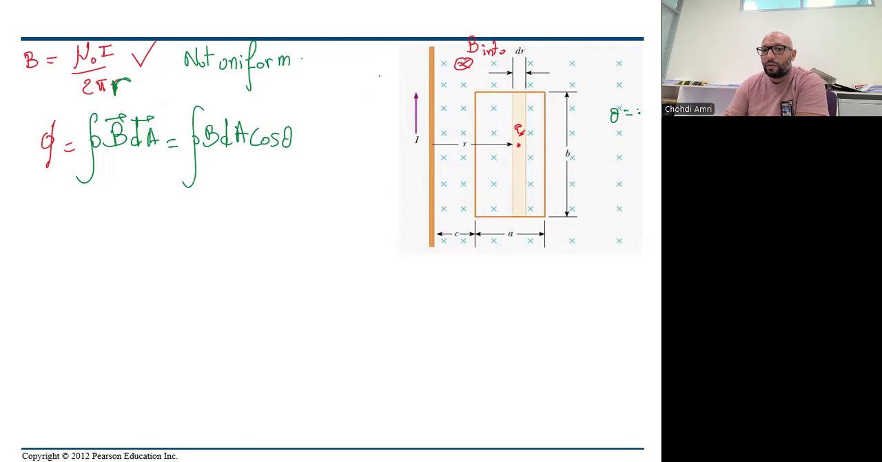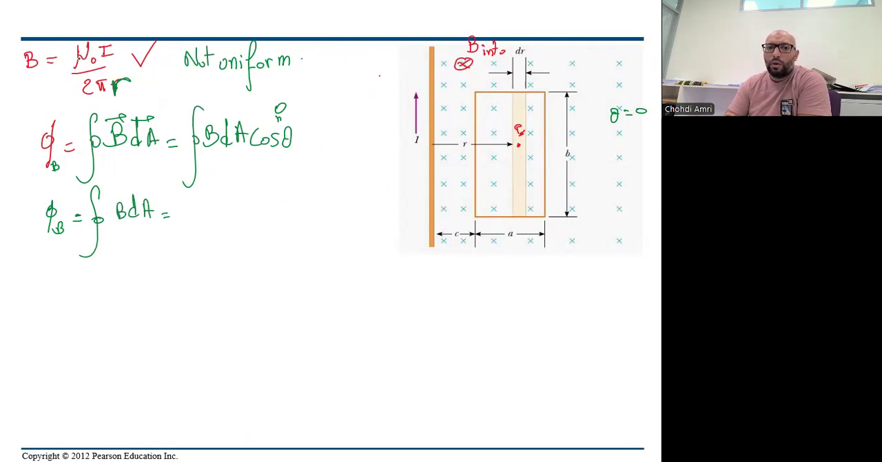Why is theta 0? Look at this loop. The magnetic field is into the page, and the vector area is perpendicular to the surface of the loop, so it's going to be into the page or out of the page. So the angle theta in the two cases will be considered as 0. So we can say that phi equals the integration through the closed surface of B dA only.